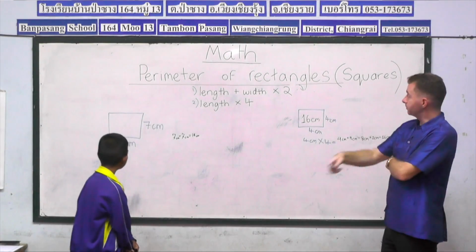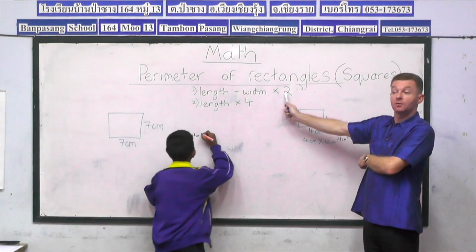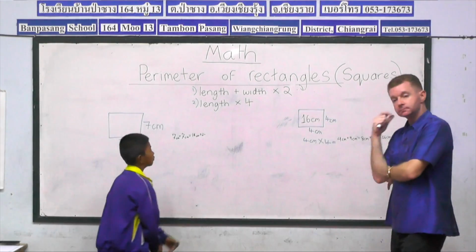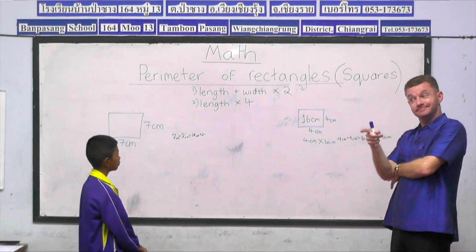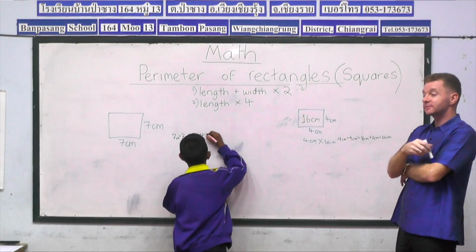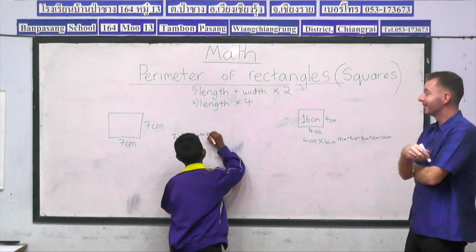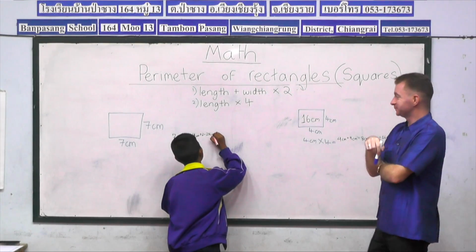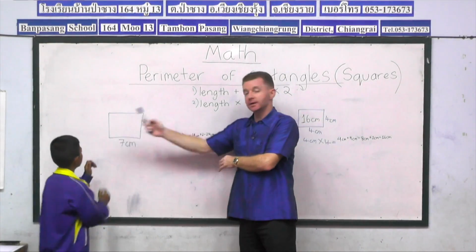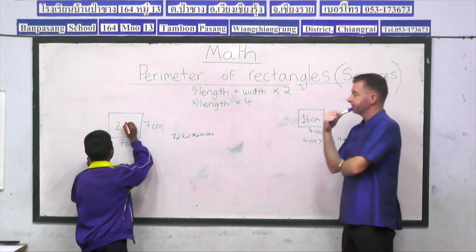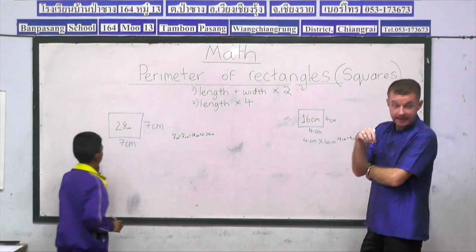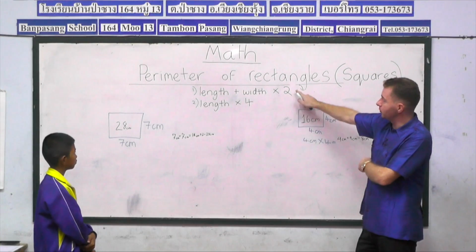Brilliant. But what does Pat need to do next? Times 2. 14 centimeters times 2. Perfect. 14 centimeters times 2 equals 28 centimeters. So Pat, you've got your answer. Well done. Can you write your answer inside the square? What's our answer, guys? 28 centimeters. So Pat's done it using method 1.